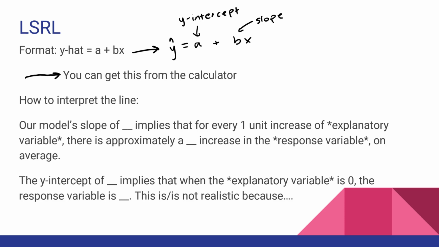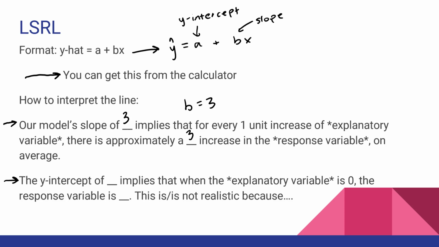So one thing that you'll have to do is interpret the LSRL. The way you do this is separately interpret the slope and the y-intercept. So starting with the slope, let's say our b, so our slope this time, is 3, and we're talking about temperature and ice cream sales. Our model's slope of 3 implies that for every 1 unit increase in temperature, so 1 degree increase in temperature, there is approximately a $3 increase in ice cream sales on average.